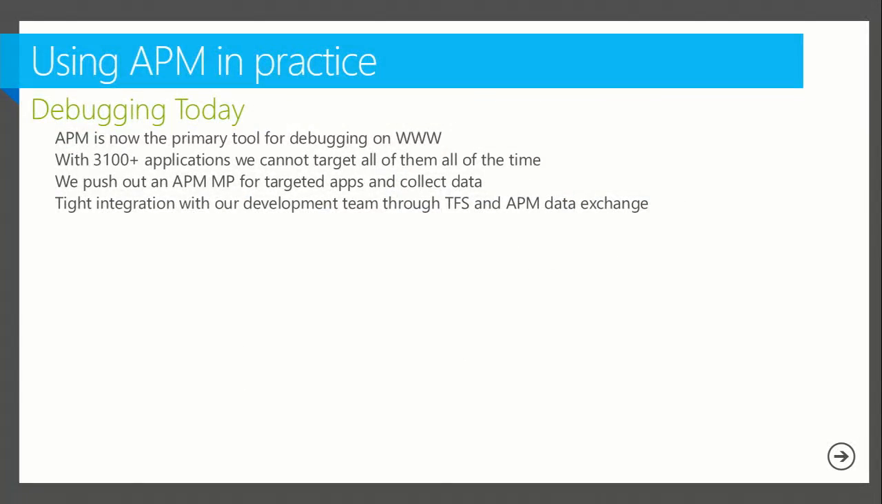Debugging today, APM is now the primary tool for debugging application failures on www. With over 3,100 applications, we target a small subset of those, and we don't do this across all 64 servers, but rather a subset of servers in each data center.